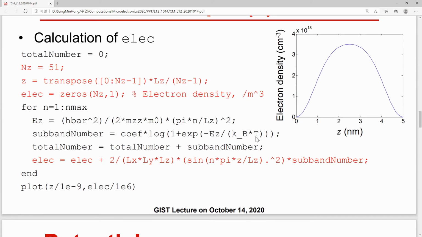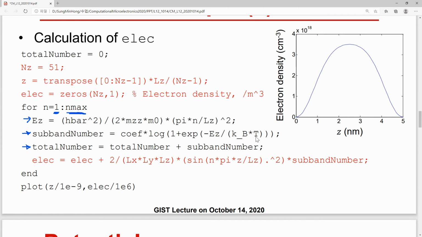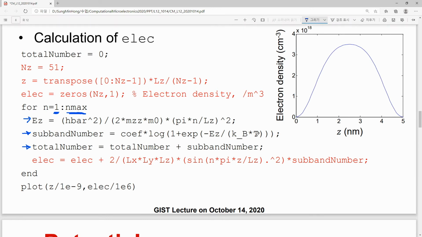So just run a loop over the subband index from the first subband to the 10th subband, and we just calculate the energy level, and from this energy level we can calculate the subband number and total number. We have done it already. However, one thing we have introduced in this lecture is the elect.